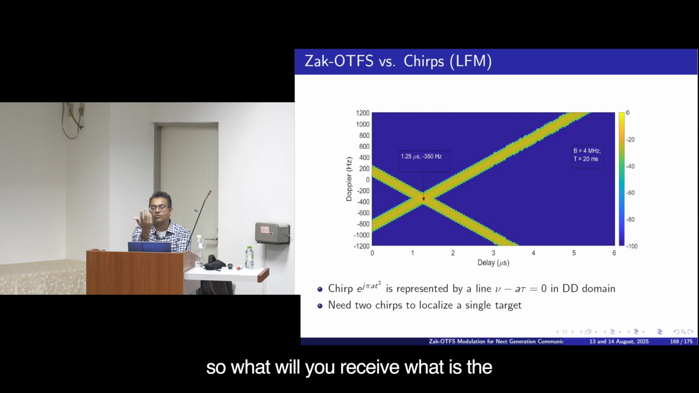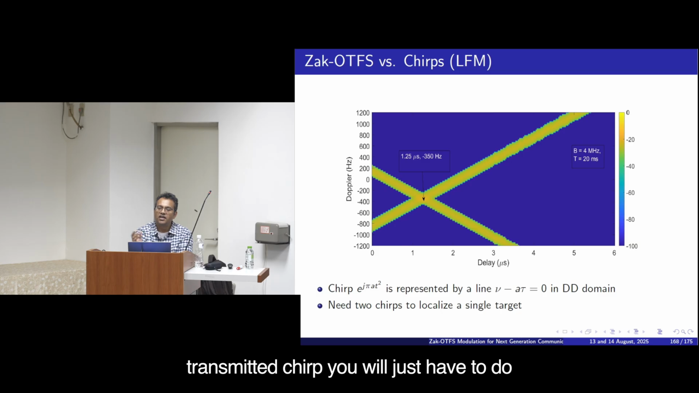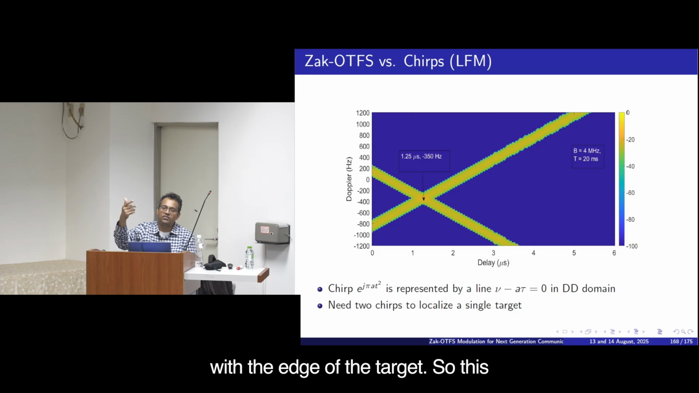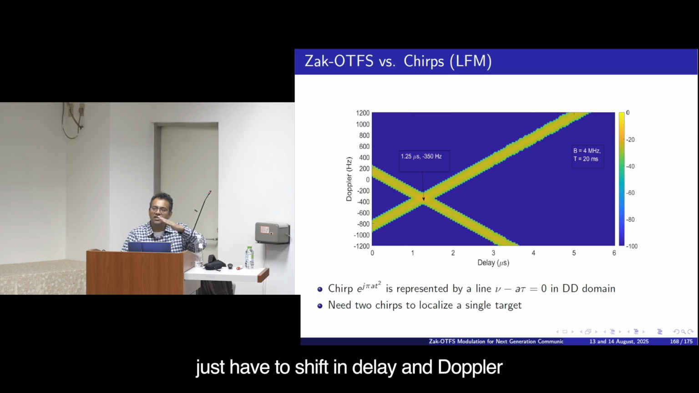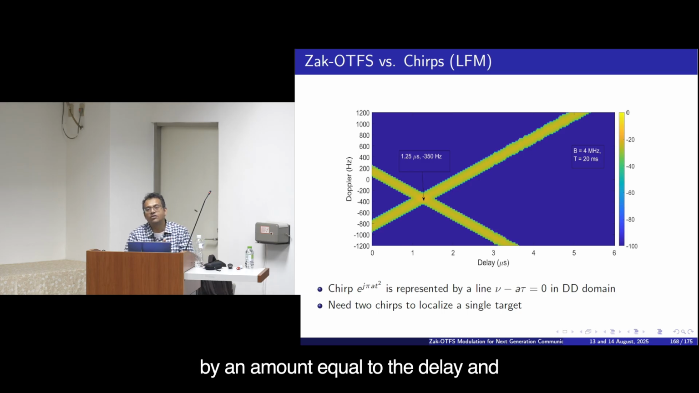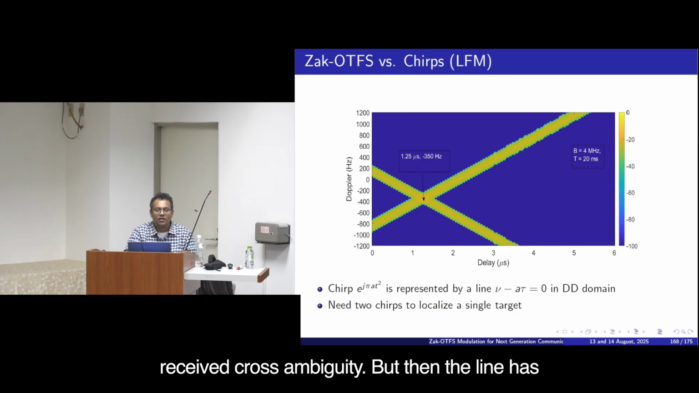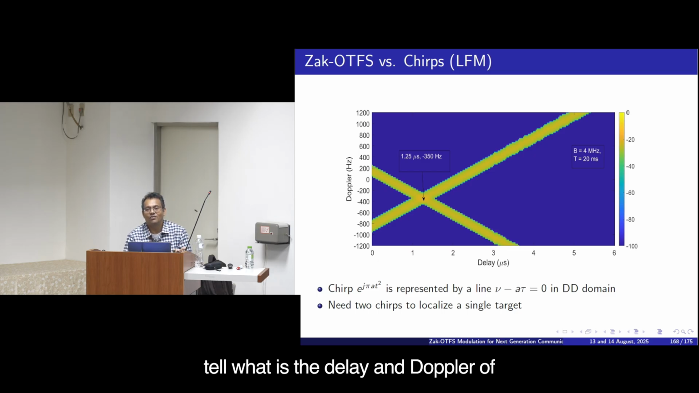And so what will you receive? What's the cross ambiguity of the received chirp with the transmitted chirp? You will just have to do a twisted convolution of this with the h of that target. So this will just be translated, and you just have to shift in delay and Doppler by an amount equal to the delay and Doppler of that target, right. That's the received cross ambiguity. But then the line has ambiguity all over. Even if it shifts, how do you tell what's the delay and Doppler of the target, right? So with just one chirp, you cannot exactly tell what's the delay and Doppler of the target.